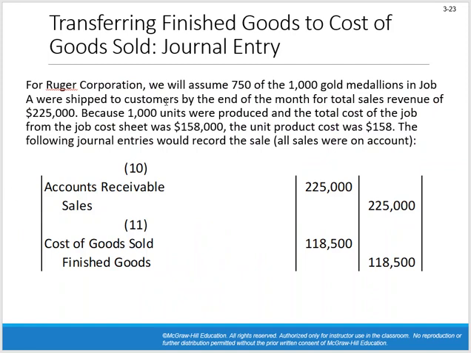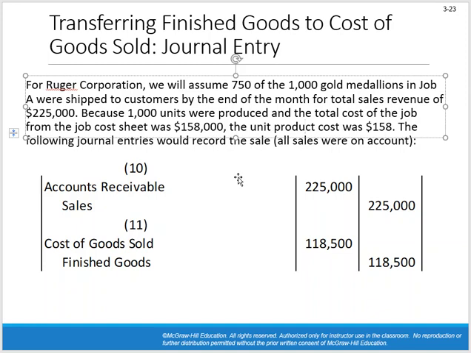So for Ruger Corporation, we will assume 750 of the 1,000 gold medallions in job A were shipped to customers by the end of the month for total sales revenue of $225,000. Because 1,000 units were produced and the total cost of the job from the job cost sheet was $158,000, the unit product cost was $158. So what they're telling us in terms of computing our COGS, we're going to take 750 units from up here times $158, and that's going to be our COGS.